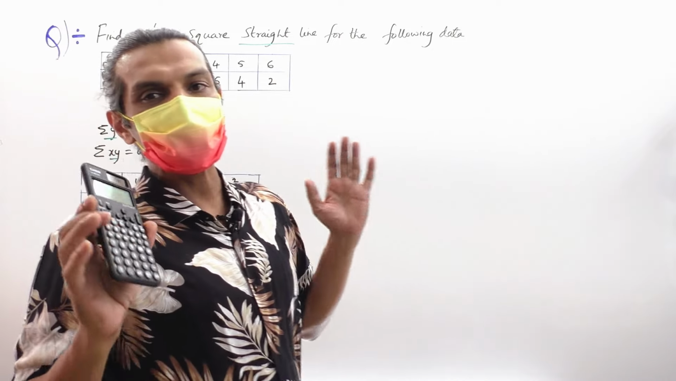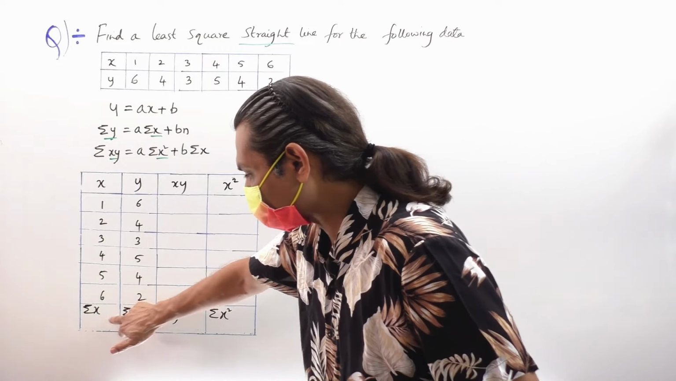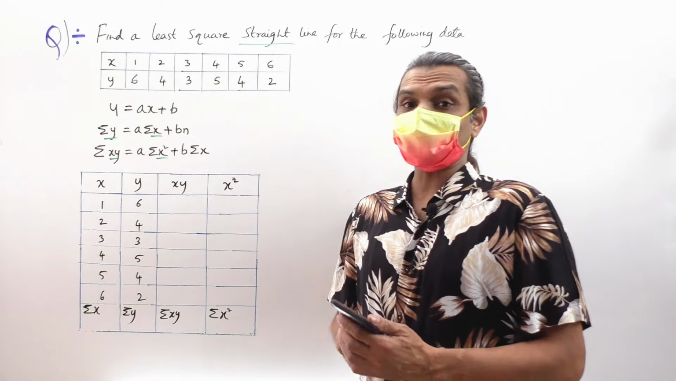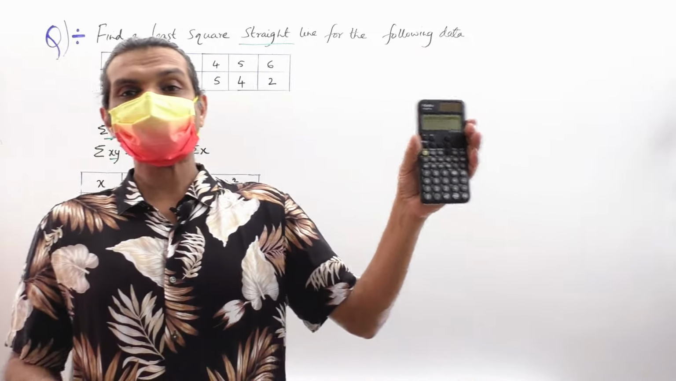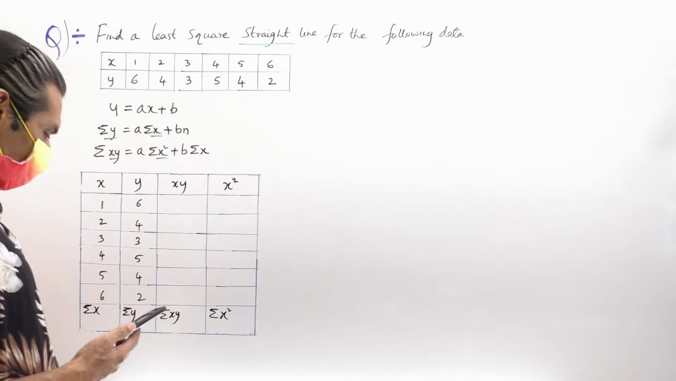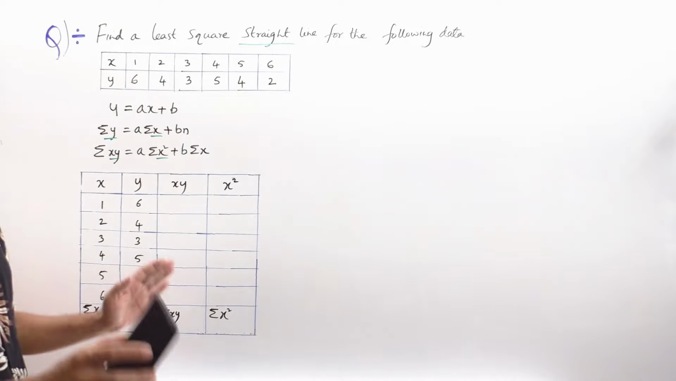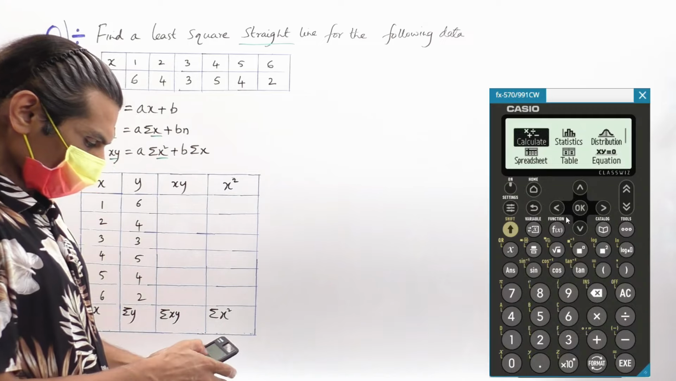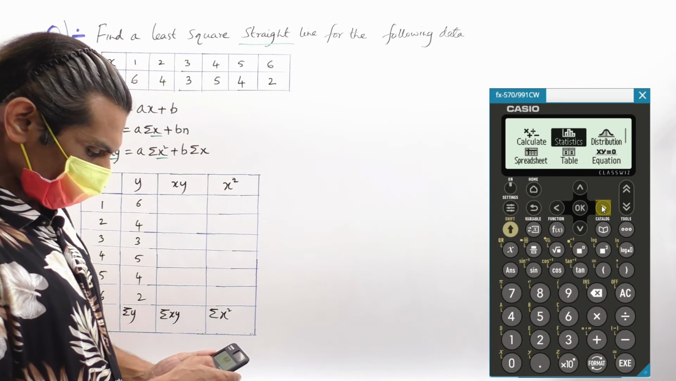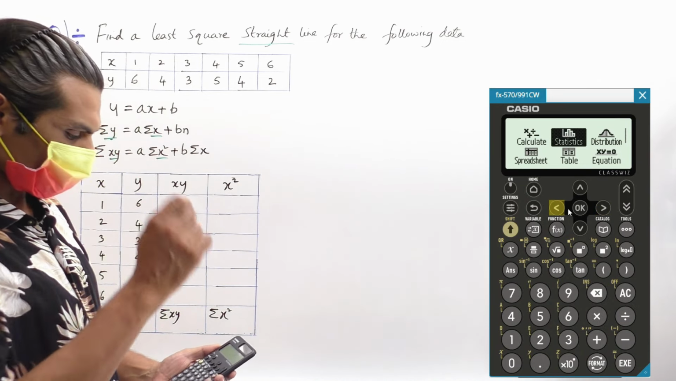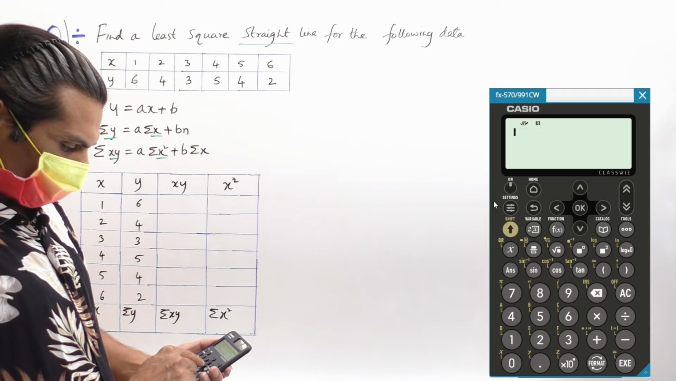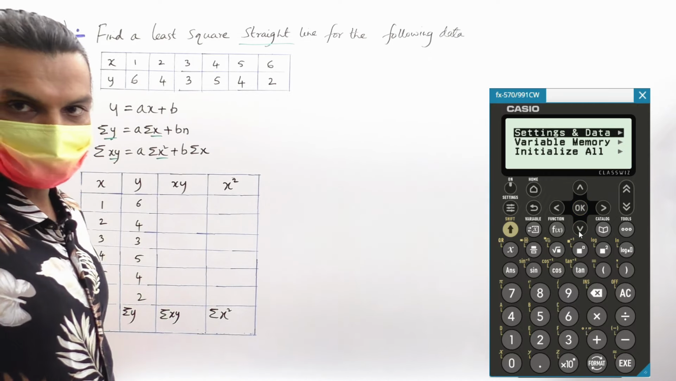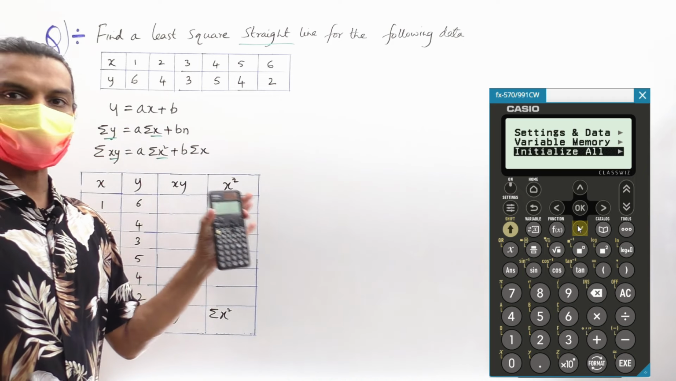So now what I am going to do is find all these values, summation x, summation y, summation xy, summation x squared and the a and b values using the calculator. I am using the Casio FX 991 CW. Let me start now. Before starting, the best practice is to always reset your calculator. In this one the method is: go to home, then calculate, then press settings, go to reset and initialize all, yes, done. Your calculator is now fully reset.